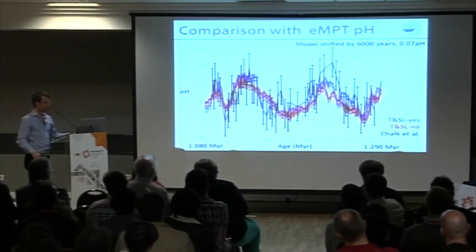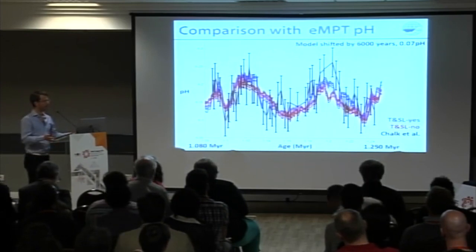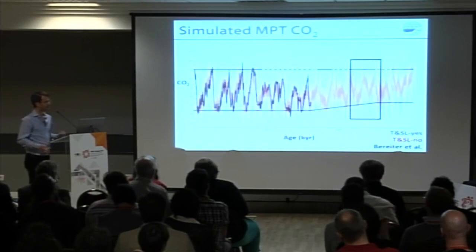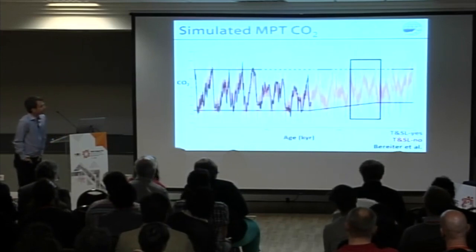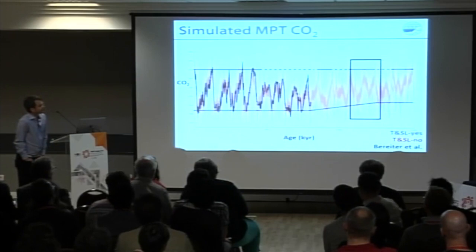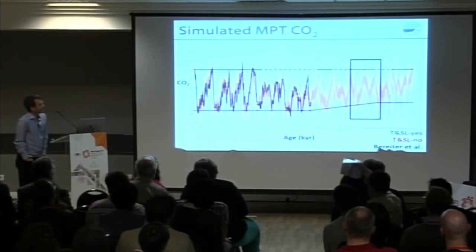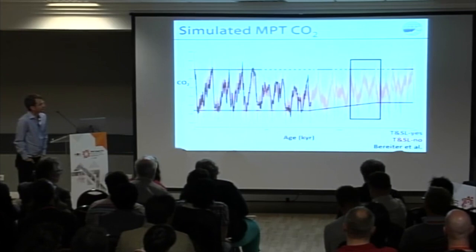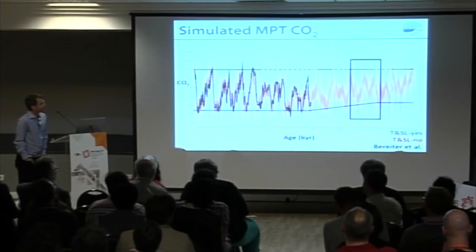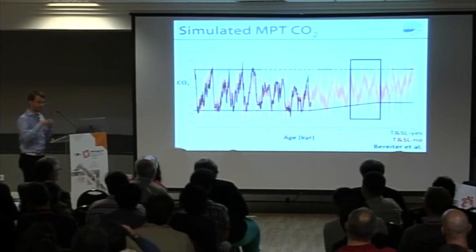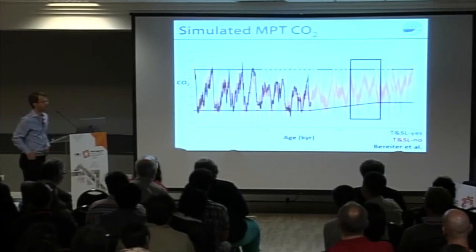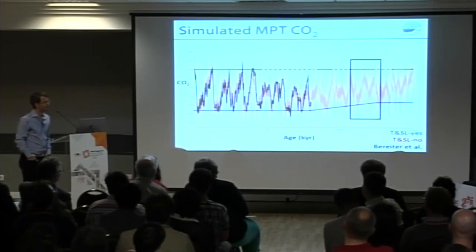Okay, so the model is doing something very similar to what we reconstruct, and so this is really the result here. So if you look at the CO2 changes that I simulate, the highest interglacial CO2 levels are around 280 parts per million throughout the last 1.5 million years, which is as far back as I can go based on these proxy records.